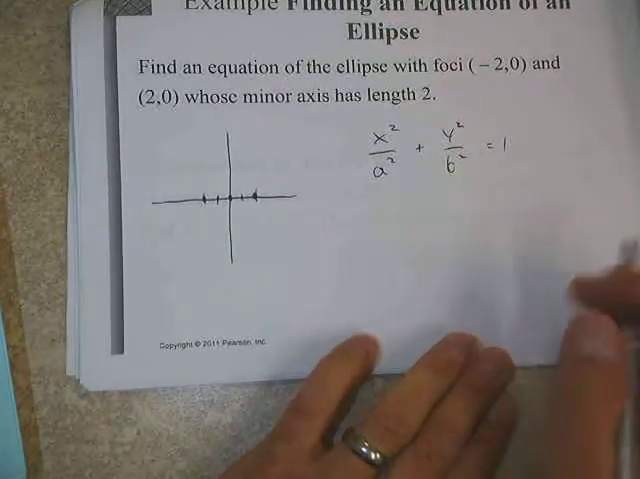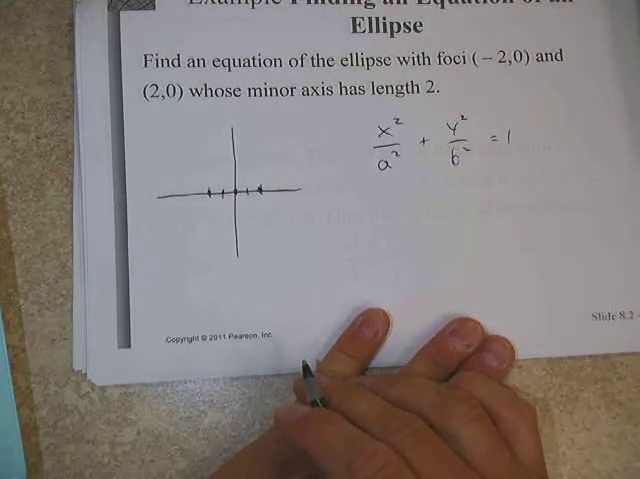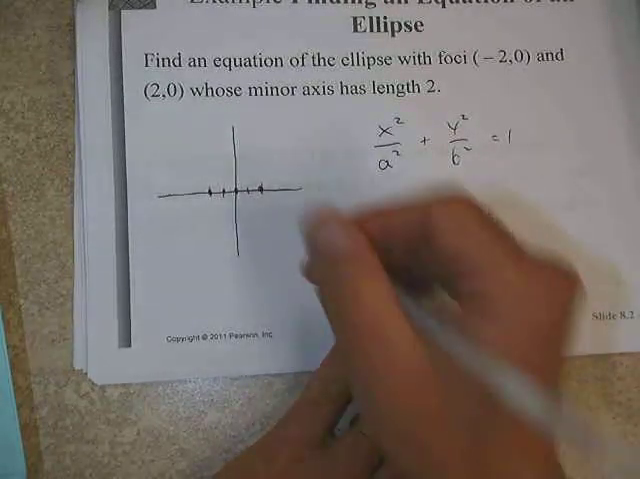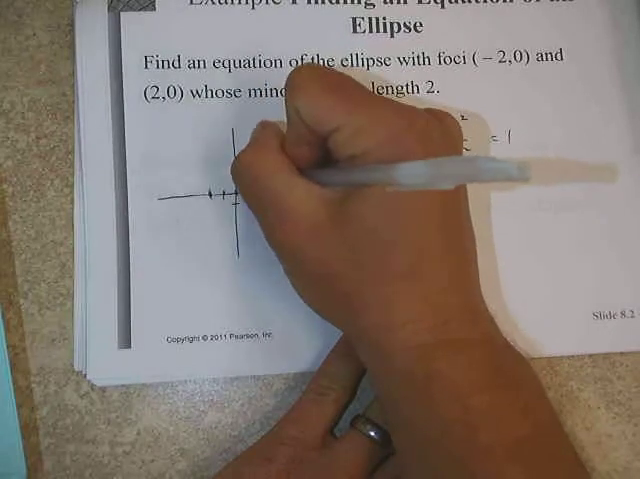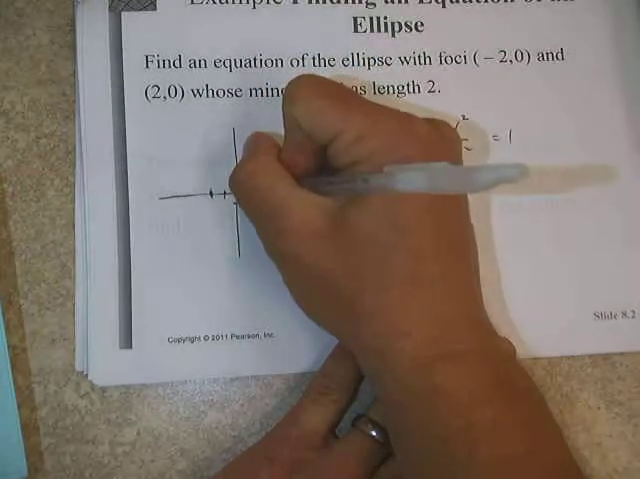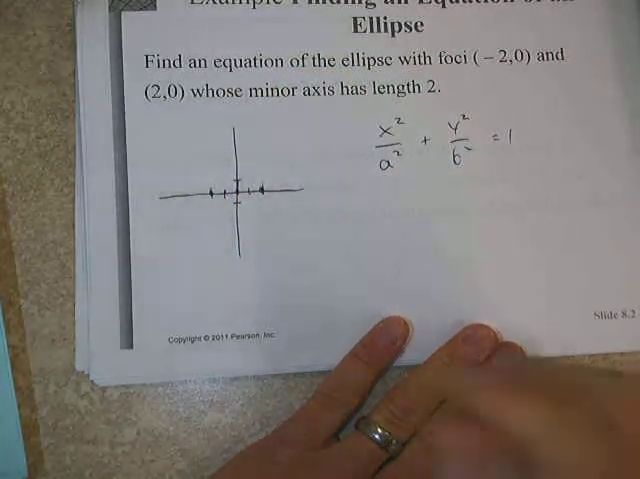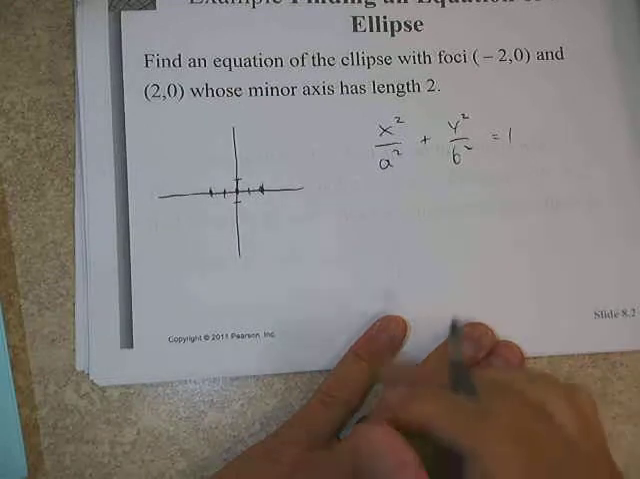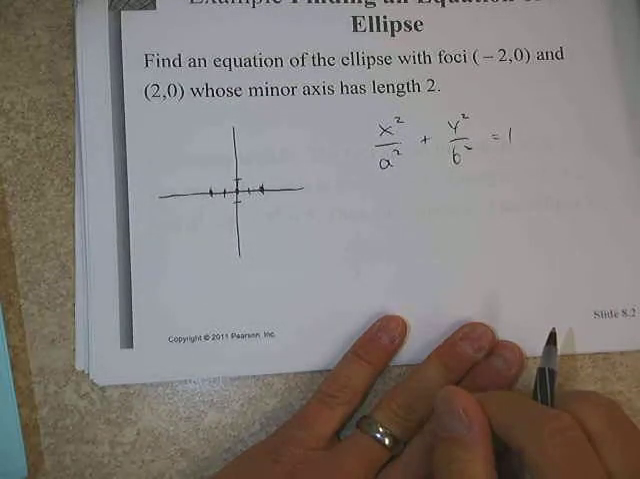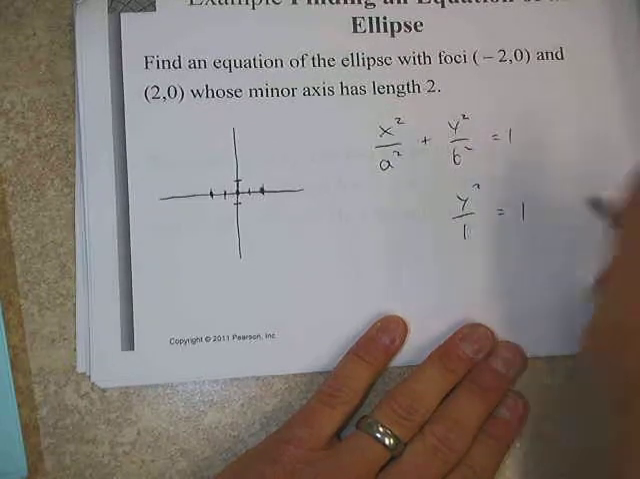Okay. I also know that the center is going to be in the middle of the 2 foci, so that puts my center at 0, 0, so I don't have to worry about the h and the k at this point. And then next, I need to see if I can figure out what these two are. Now, it says the minor axis has a length of 2. That means the minor axis only goes from 1 to negative 1 then, doesn't it? If the entire length is 2, it would go from 1 to negative 1.